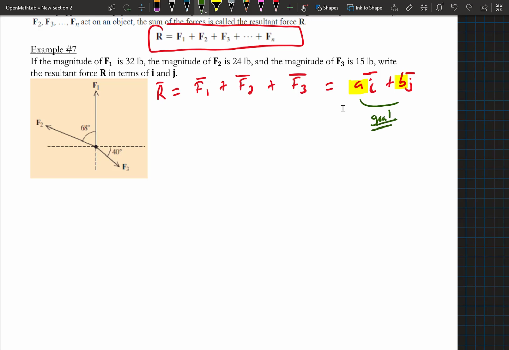To do that, we want to write F1, F2, and F3 in their trig form, then add those vectors together, and then finally we'll get the values for a and b out of that. So first we need to find the theta for each force vector.